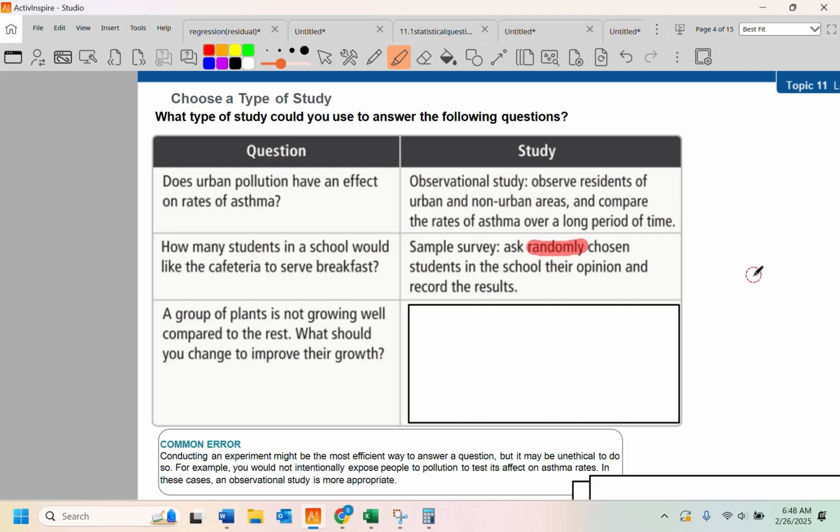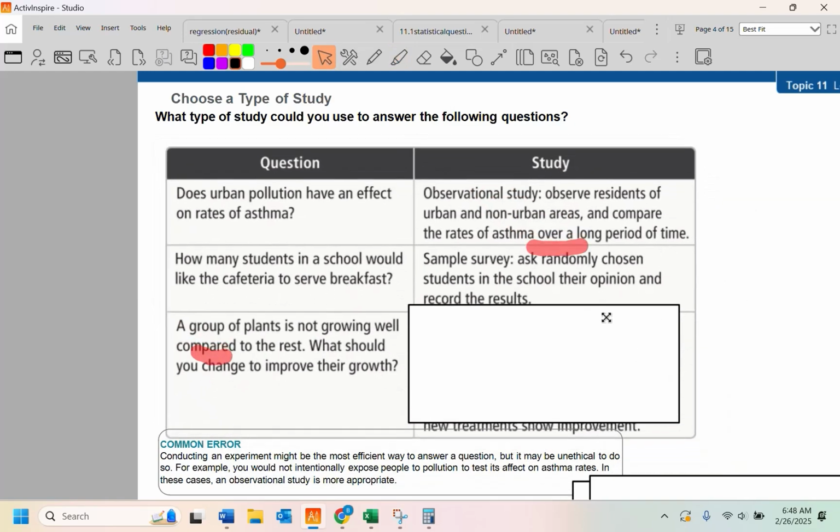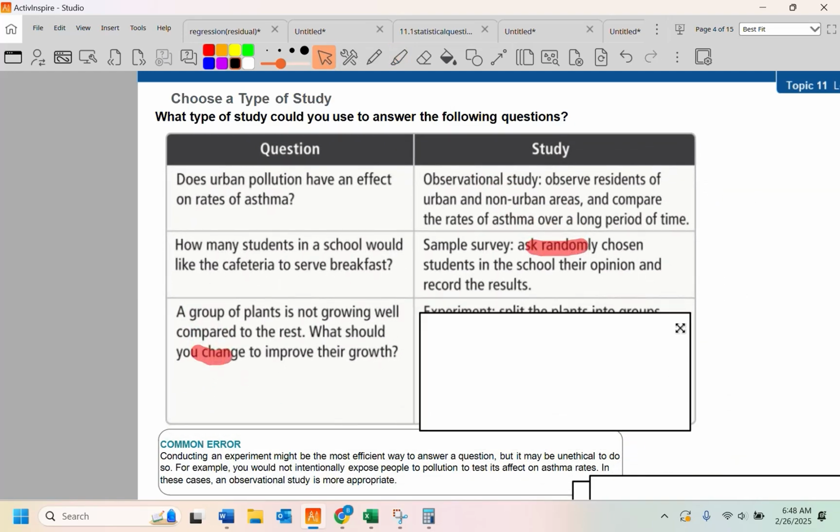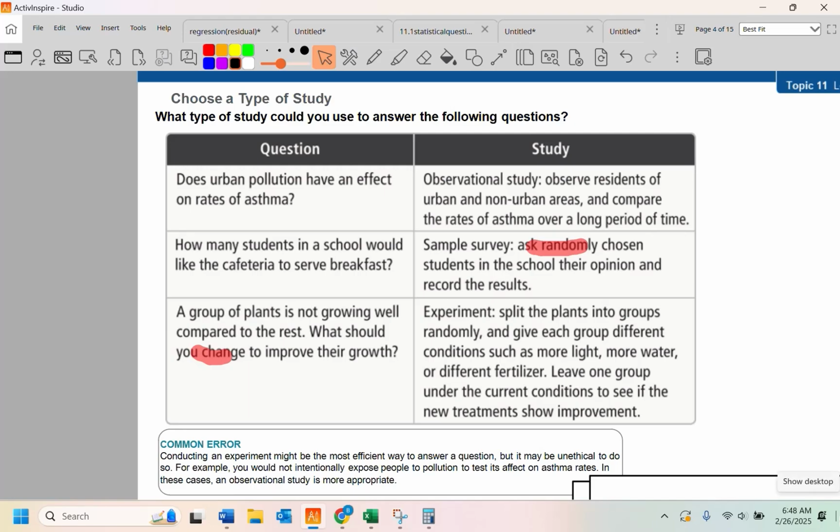Last one here, a group of plants is not growing well compared to the rest. What should you change to improve? Now it says, what should you change? This is the idea of you're going to manipulate a variable, which is the definition of an experimental process. So this is probably an experiment. Split the plants into groups randomly, give each group different conditions, such as more light, more water, different fertilizer, and leave one of them alone, just to see if the new treatments show improvement. This is done all the time in agriculture.